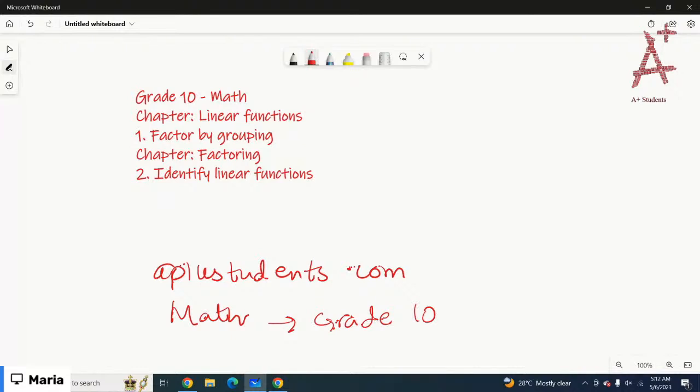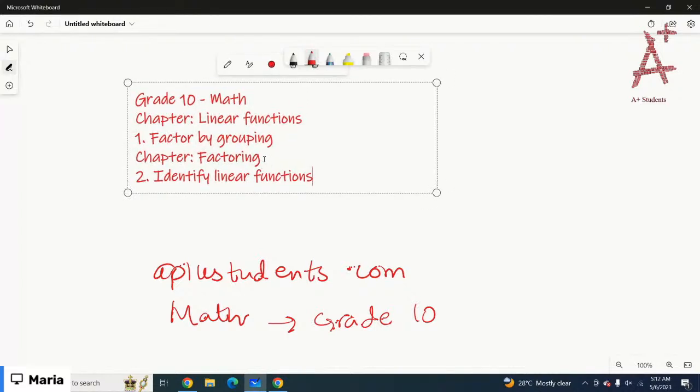So today we're going to start with the chapter factoring, that is factor by grouping. Then we'll start the new chapter, that is linear functions. The lesson we're going to cover is identify linear functions. So let's just start with the first lesson, that is from the chapter factoring. And you can find the chapter factoring and linear functions both on grade 9 aplusstudents.com.